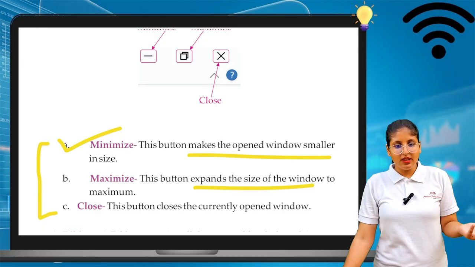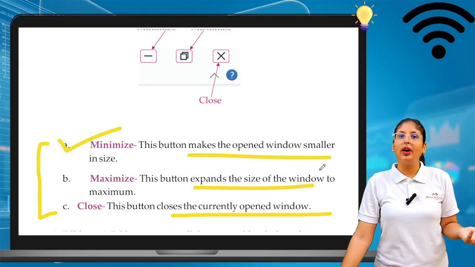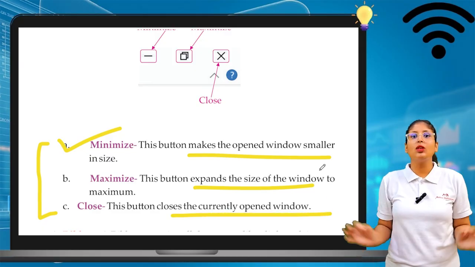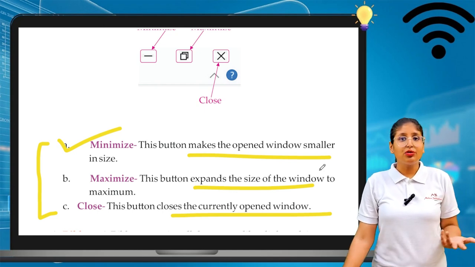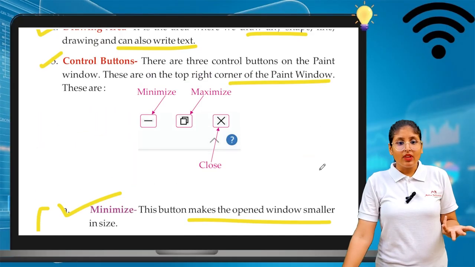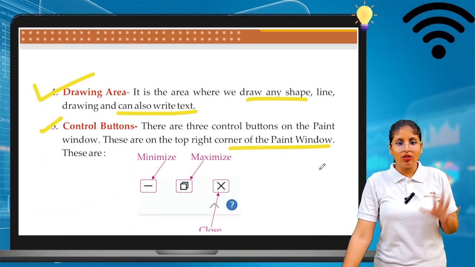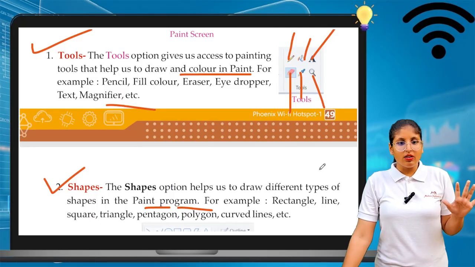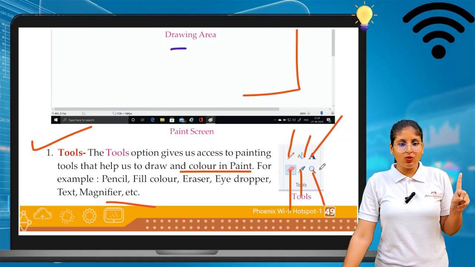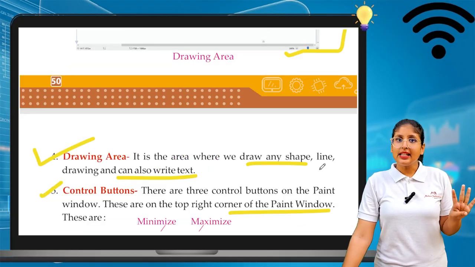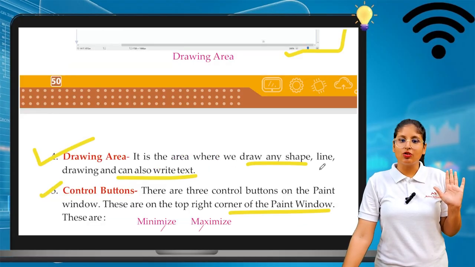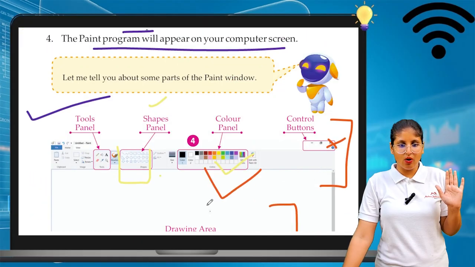And the close button closes the current open window. So if you want to close any window, you can use the close button to close it. So these are the three control buttons. Now this is clear. Tools are clear. Shapes is clear, colors is clear, drawing area is clear, and control button is clear. So this much is clear to you according to me.